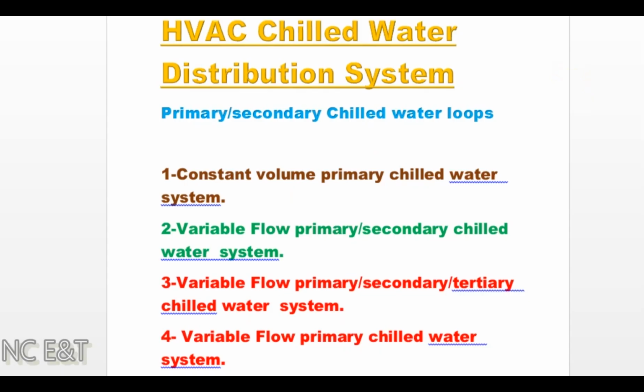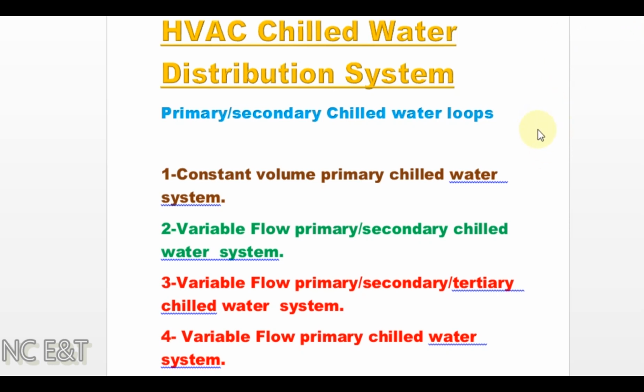In HVAC chillwater distribution systems, there are commonly four types of pumping system: number 1, constant volume primary chillwater system; number 2, variable flow primary secondary system; number 3, variable flow primary secondary and tertiary chillwater system; and number 4, the variable flow primary chillwater system.